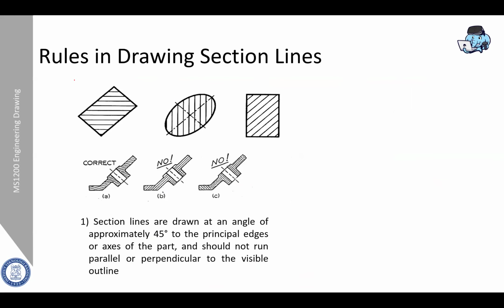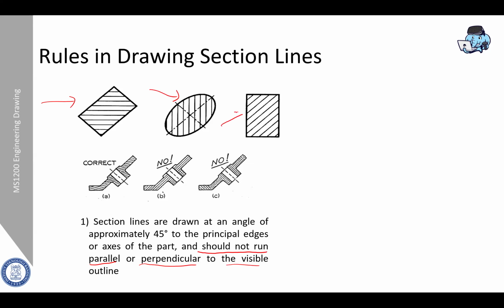Okay, now we're going to the rules in drawing section lines. First, the section lines are drawn at an angle of approximately 45 degrees to the principal edges or axis of the part, and should not run parallel or perpendicular to the visible outline. I would like to emphasize this one. Okay, so you can see like this one.